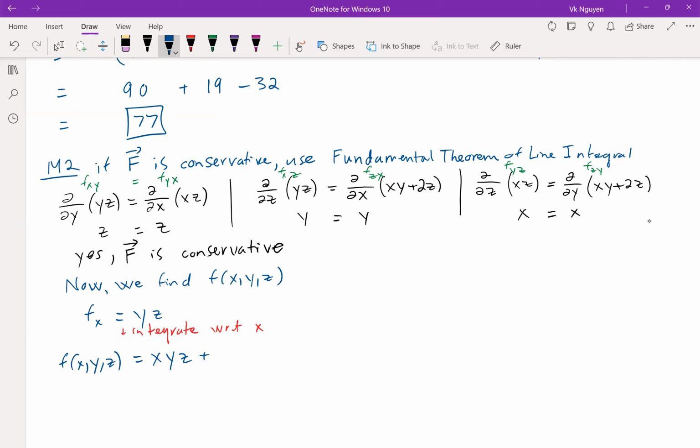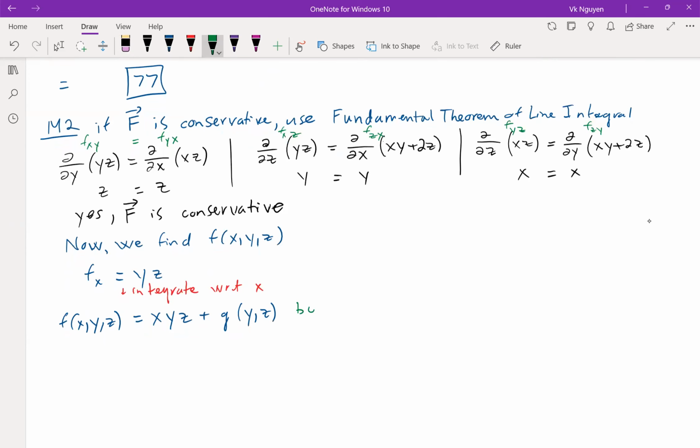plus, okay, so we treat yz as the constant, so we're going to get a function in terms of y and z. Just treat y and z as constant. So next is to use the information on f_y, right? f_y is xz plus, well, you're taking the partial derivative, right? So it's going to be g_y.